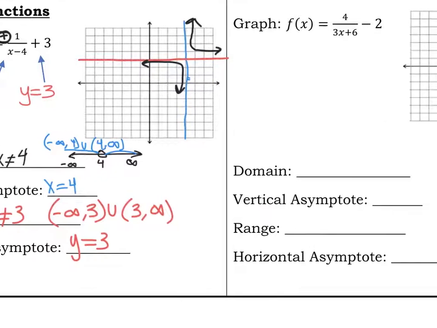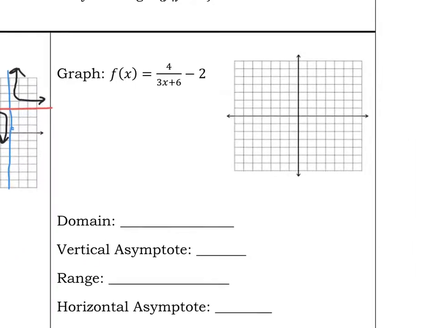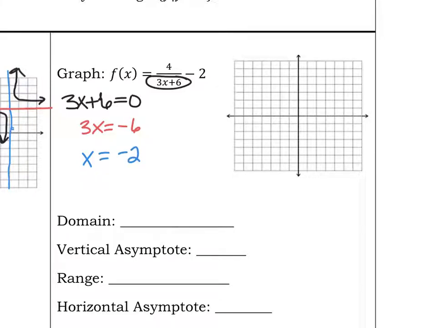Okay, we're going to do another one pretty quickly. Again, we always start off with taking our denominator, and we're going to set our denominator equal to 0. We have to get x by itself, so we're going to subtract 6 and then divide by 3. Subtract 6, divide by 3, you get negative 6 over 3, you get negative 2. So x equals negative 2.